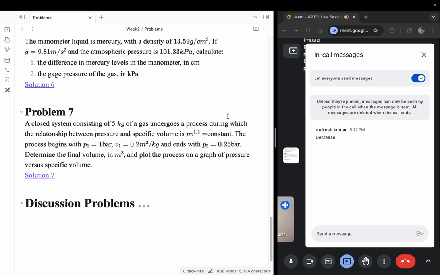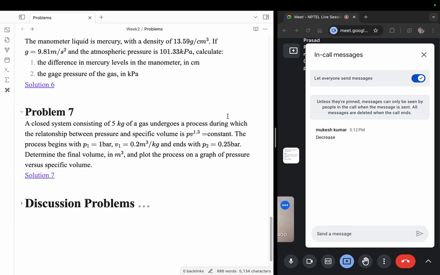Okay, I think you have solved this. So it is a closed system. The mass of the gas is fixed at say 5 kilogram, and it undergoes a certain process. The process equation is also given as PV to the power 1.3 equal to constant, and the initial state is also given. Initial pressure and initial specific volume are provided, and the final pressure is given.